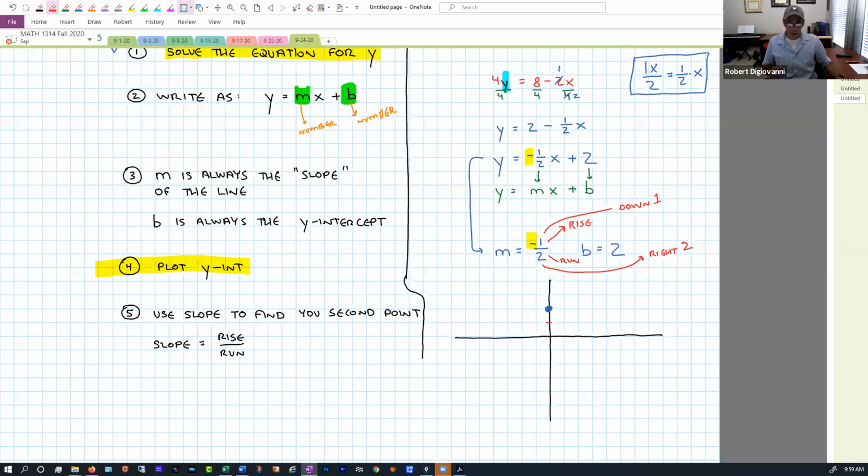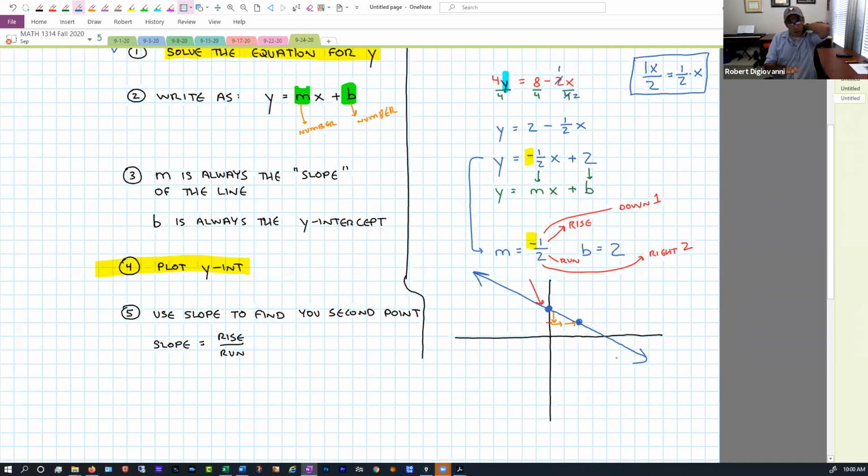Okay, so from that blue point right here, I want to move down 1. So I move down 1 and to the right 1, 2. And once I get to that point, I'm going to draw my second dot. And then once I have 2 points, I can draw a straight line. So I draw a straight line through these. I'm not sure how this is going to go. There we go.